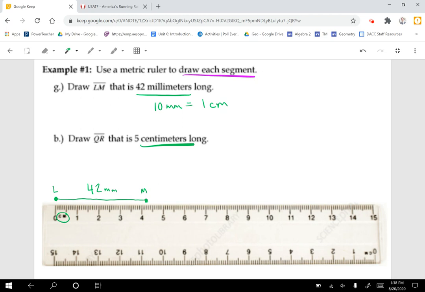The next example, QR, should be a little bit more straightforward. It is in centimeters, and this is a centimeter ruler. So the idea is that we would just have two endpoints, and it would be 5 centimeters long. Any questions on that, please let me know.